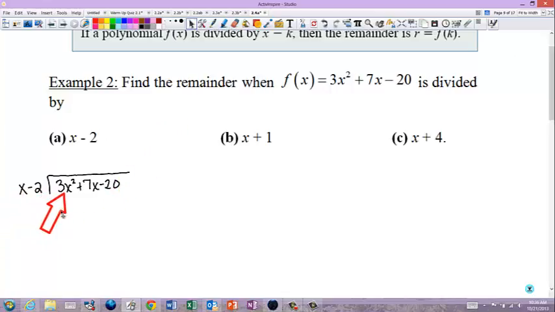What do you multiply by x to give you 3x squared? Well, 3x. 3x times x is 3x squared. 3x times negative 2 is negative 6x. I don't just subtract the first one, I subtract both of them. This is gone. 7 plus 6 is 13x. I bring down my minus 20.